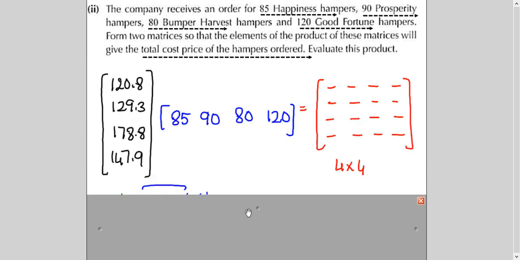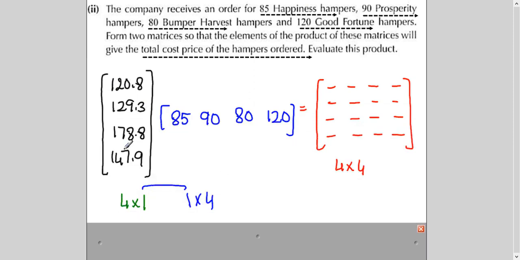Okay, so for example, somebody just say, write down this prices of each type of hamper here, right? 4 into 1, and this is the number of order. 85, 90, 80, 120. If I look at the order, this is 4 rows, 1 column, 1 row, 4 column. So multiplication is possible because this is same. But the product I get is 4 by 4.